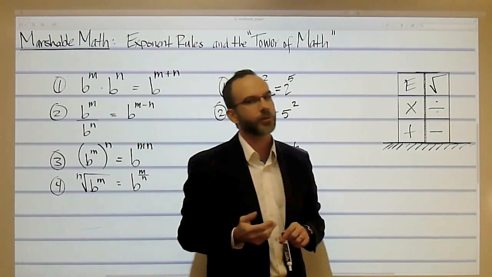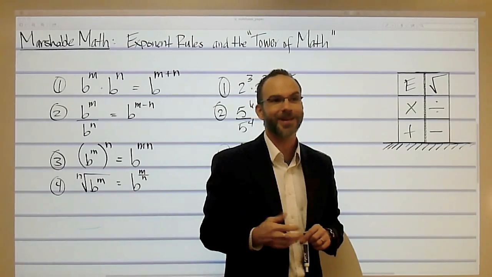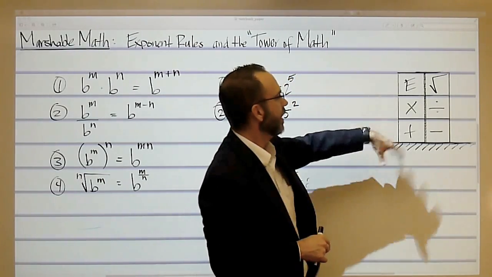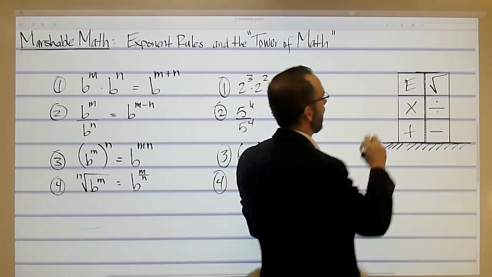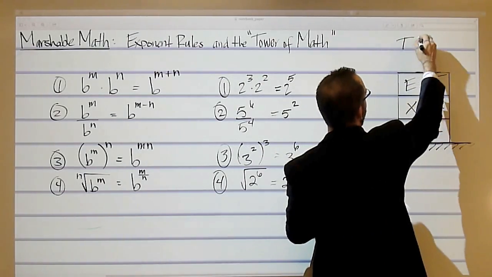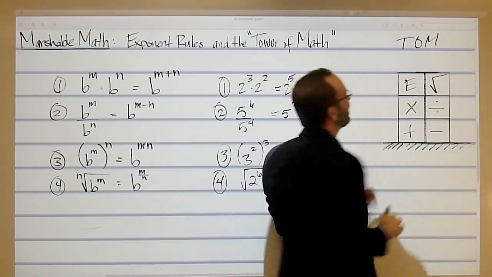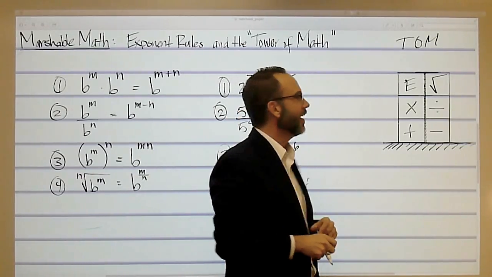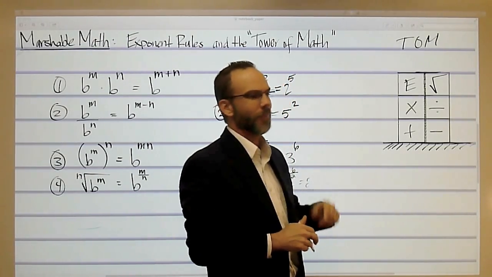Notice I didn't call it a square root, because you can have roots other than the square root. You can have cube roots and quartic roots and stuff like that. But anyway, this is the basic structure of what I'm going to call the Tower of Math, or Tom for short. So there's my friend. His name's Tom.